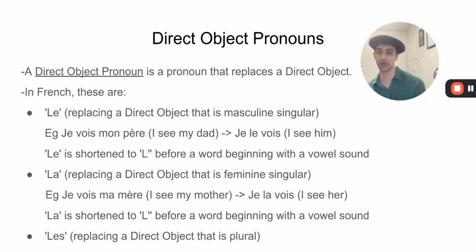Understanding how la is used as a direct object is important. Ma mère, my mother, is of course a feminine singular direct object, and therefore it can be replaced with la, and la comes slightly further forward in the sentence, just in front of the verb.